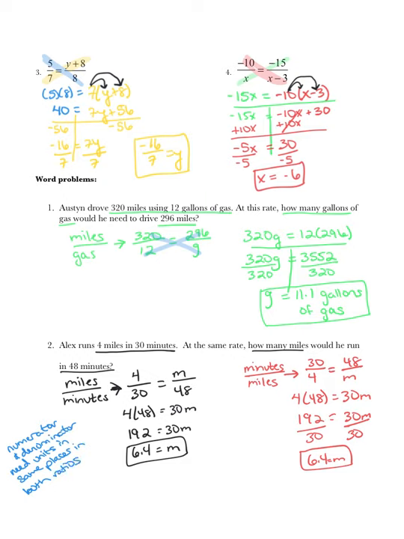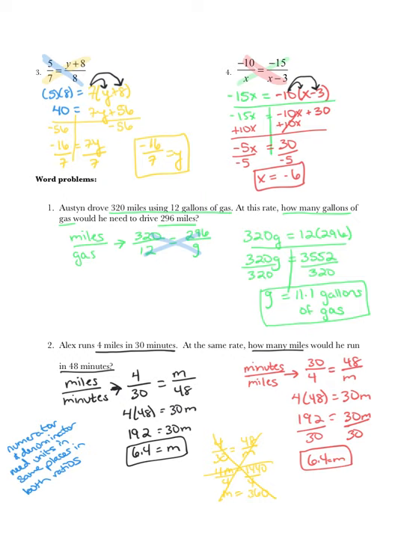Okay, I'm going to show you why it doesn't work if you don't. So we know that the black is right, we know the red is right. Let's do the yellow. I'm going to mess it up, okay? I'm going to do 4 miles and 30 minutes equals 48 minutes and m miles. Now I have 4m equals 1440. M equals 360. He's not going to run 360 miles in 48 minutes. So this does not work.